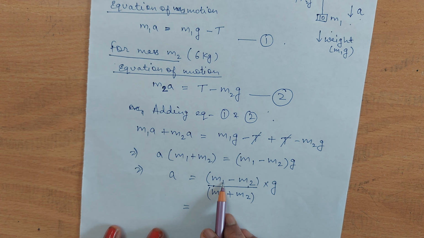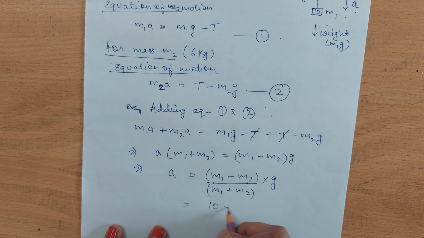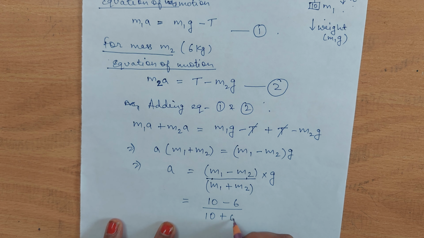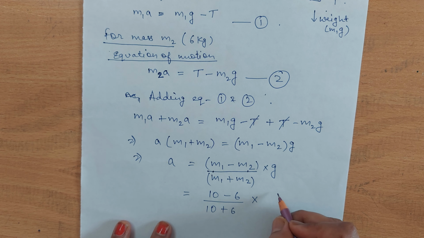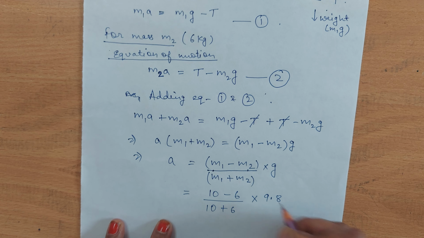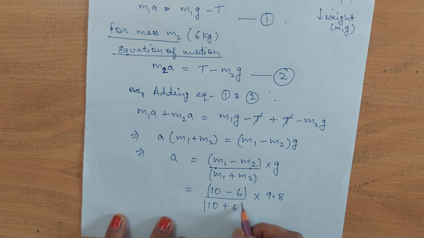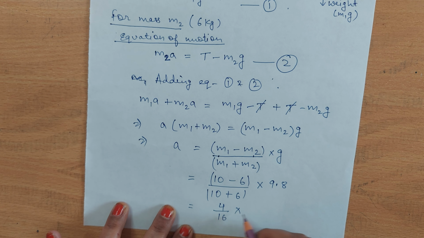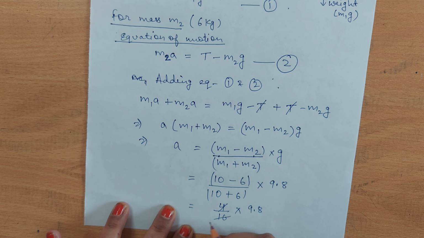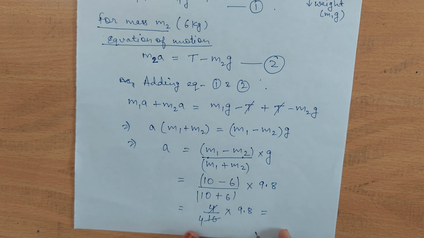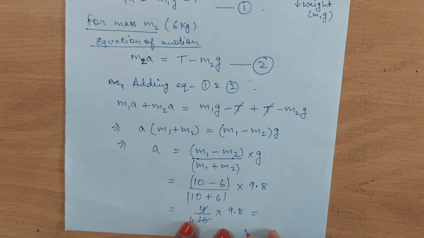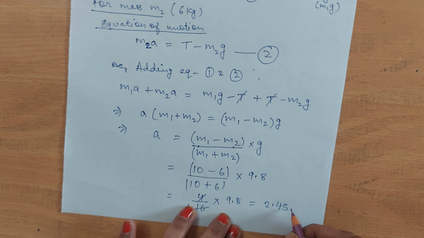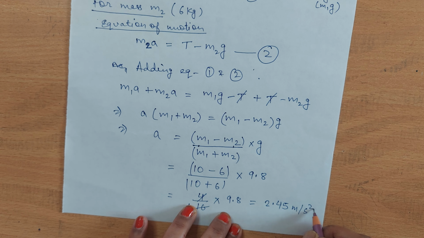So m1 is 10 kg. So (10 minus 6) by (10 plus 6) multiplied by g. If we take g equal to 9.8, then solving this we will get 4 by 16 into 9.8. So finally the acceleration of this system will be equal to 2.45 meter per second square.